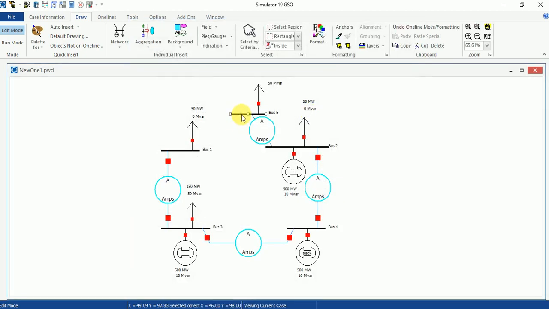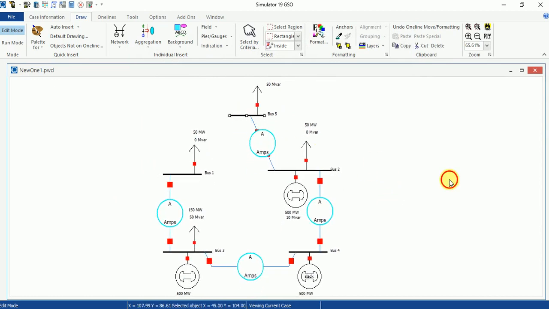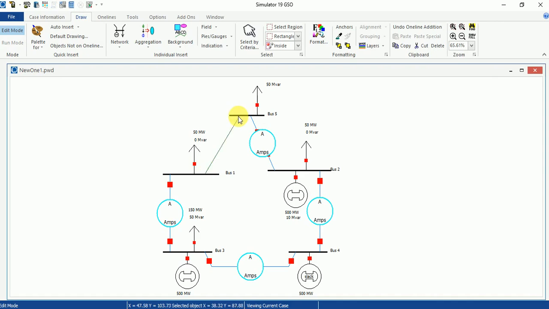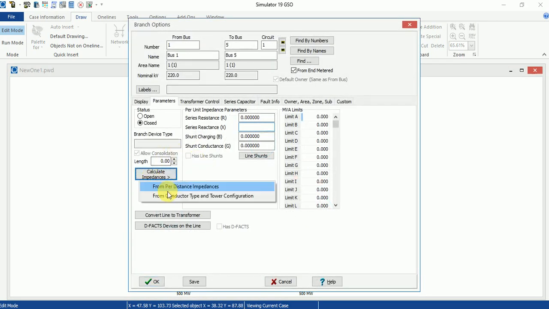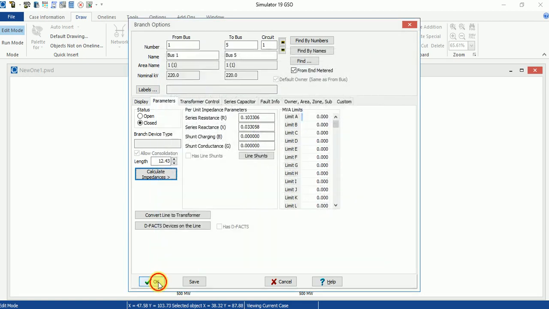Finally we must add transmission line T5. So go to transmission lines, double click, and select kilometers. Yes, and then the distance is 20 kilometers. The R value is 2.5 and the X value is 0.8 respectively. So OK.